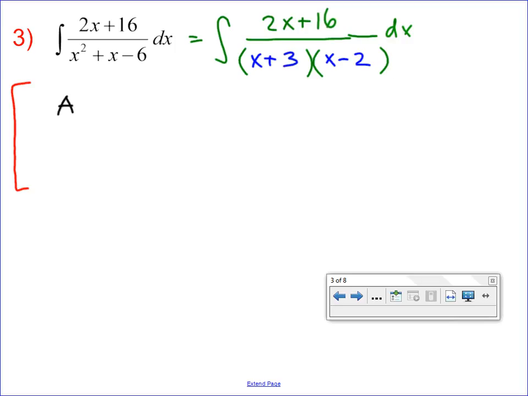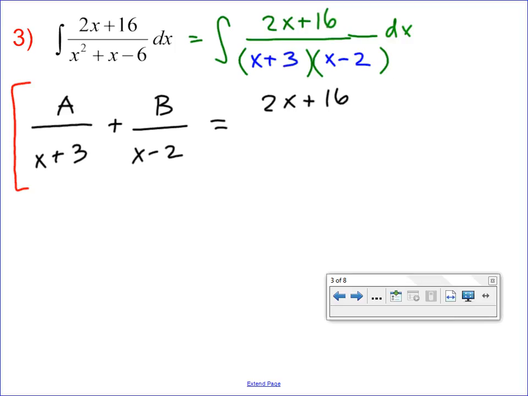I know that some value a over x plus 3 plus some value b over x minus 2 must combine to give me the original 2x plus 16 all over x plus 3 times x minus 2. In order to combine those two fractions through addition or subtraction, what would we need to create? A common denominator. And so the first term would require multiplication by quantity x minus 2 over x minus 2. The second fraction would require multiplication by quantity x plus 3 over x plus 3. And that would equal this end result.